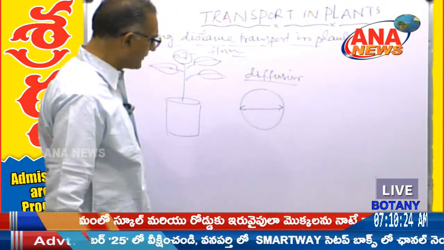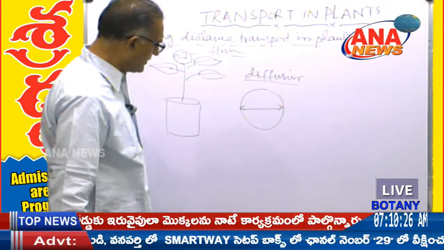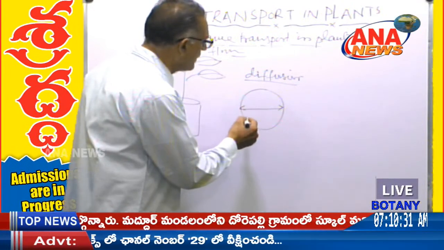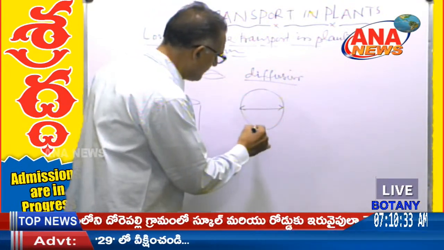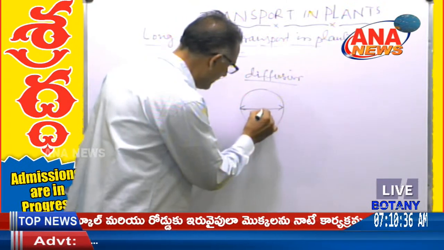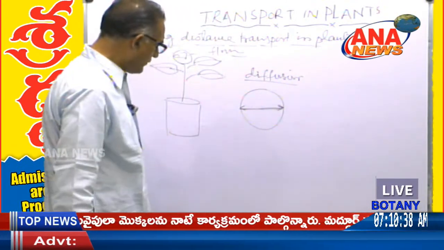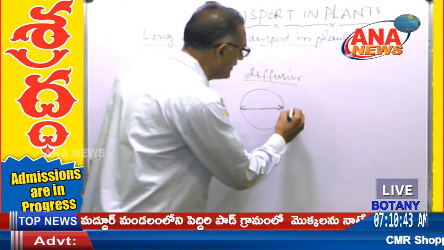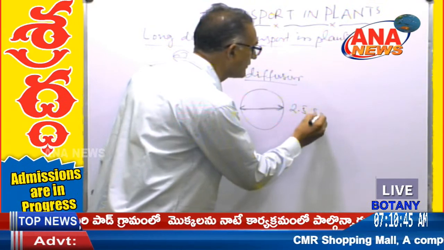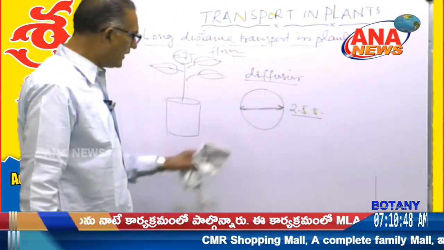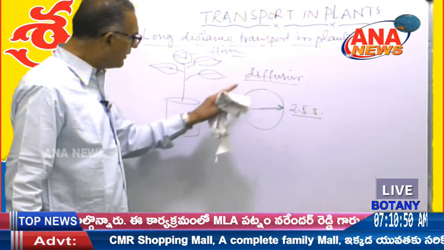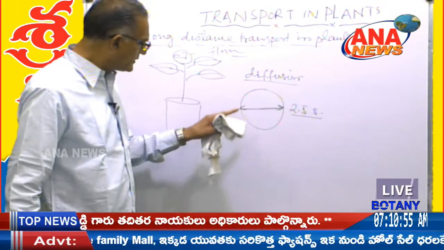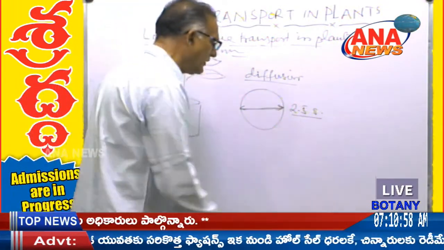For example, the movement of a substance by diffusion in the cell: the substances move across the cell. It takes approximately 2.5 seconds to cross the cell.